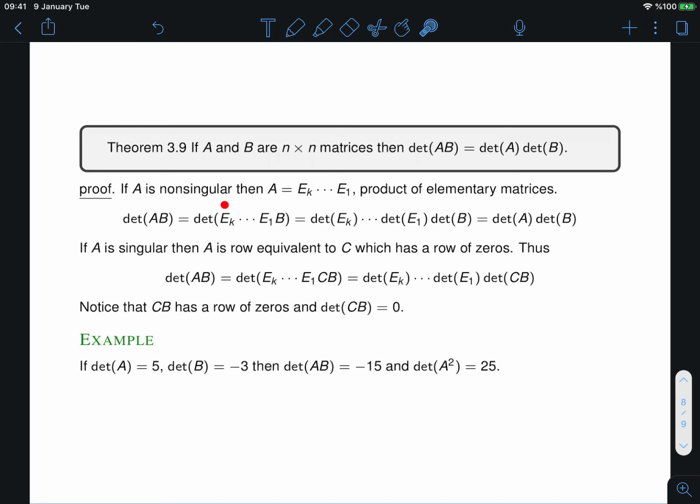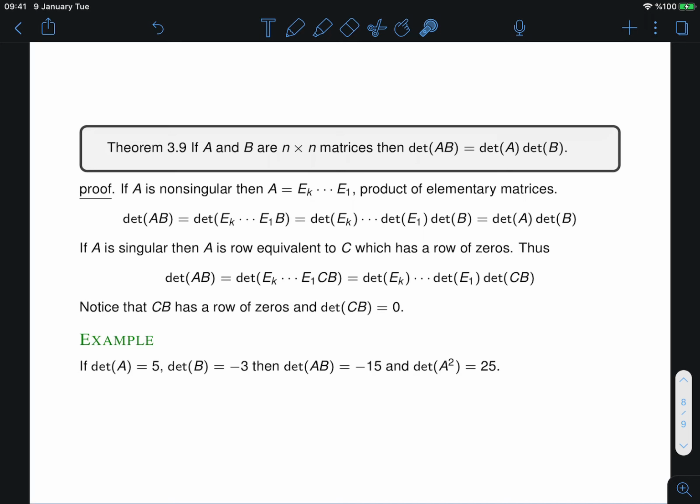If A is non-singular, then we have seen that it can be written as a product of elementary matrices. So A times B equals this one. And we have seen that we can separate this product into determinants when these E's are elementary matrices. So we can write it like this. What is this? Well, this is basically the determinant of A. We have seen this. And so we have proved this identity in the case of non-singular A. And what about singular A?